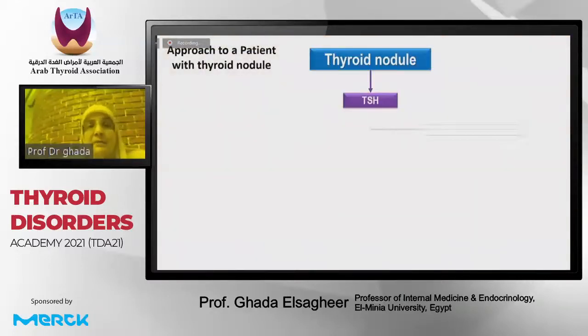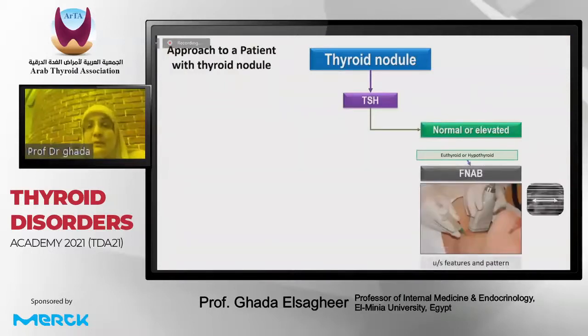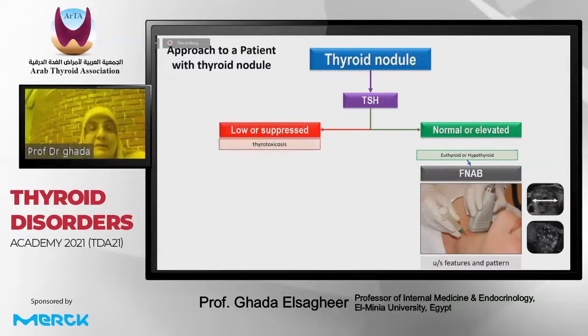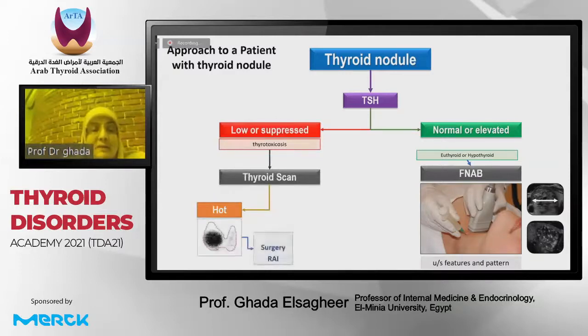So again, thyroid nodule, assessment of thyroid stimulating hormone: normal TSH or elevated, even within the upper normal range, is a risk factor for malignancy. According to the ultrasound characteristics, we proceed to FNA. If it's lower or suppressed TSH, there is thyrotoxicosis. The next step is thyroid scan. According to the result of the scan, if hot nodule, we proceed for surgery or radioactive iodine therapy. If cold nodule, again the ultrasound characteristics and the FNA if indicated.